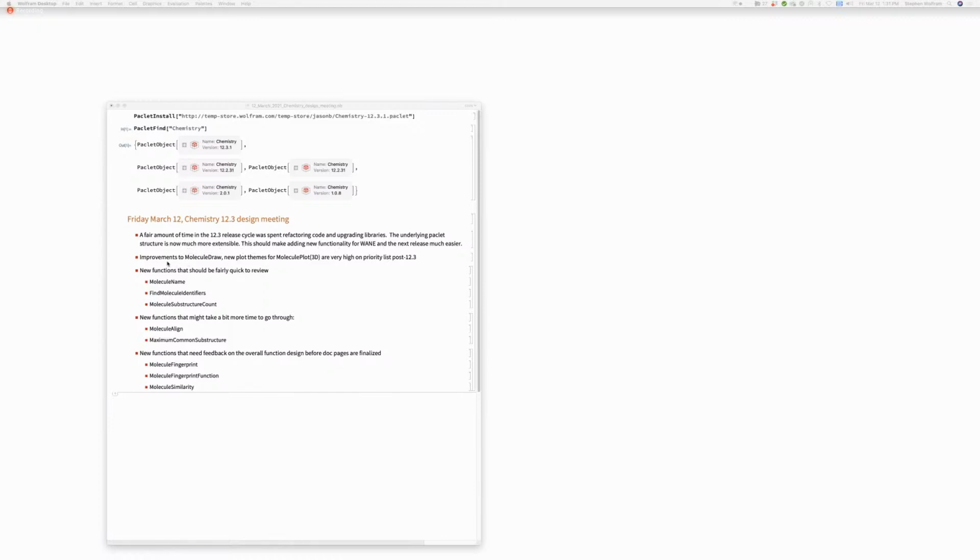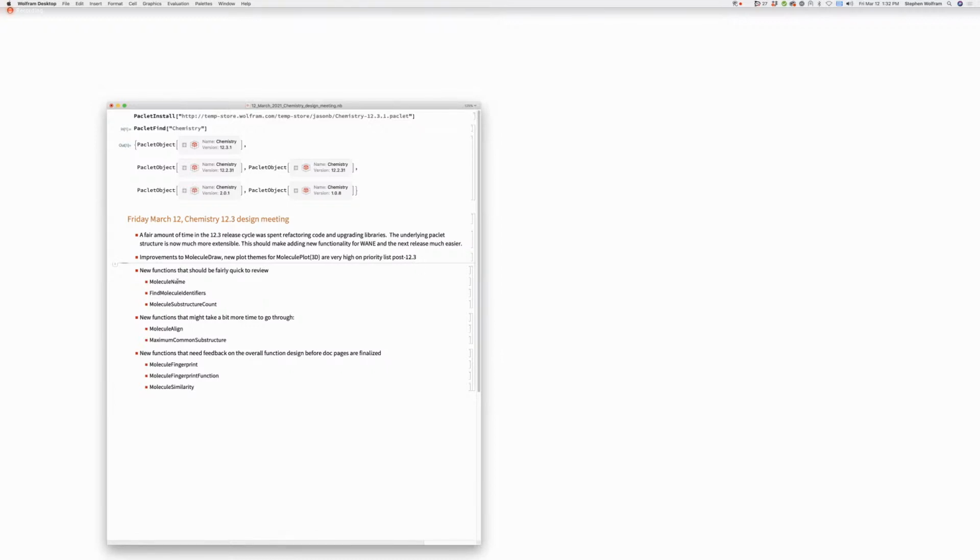Okay, that's cool. Improvements to MoleculeDraw. Oh, we have plot themes for MoleculePlot3D. Don't get your hopes up before you reach the end of that sentence. It was more of a... oh, post 12.3. Sorry. Fine. I should lead with that.